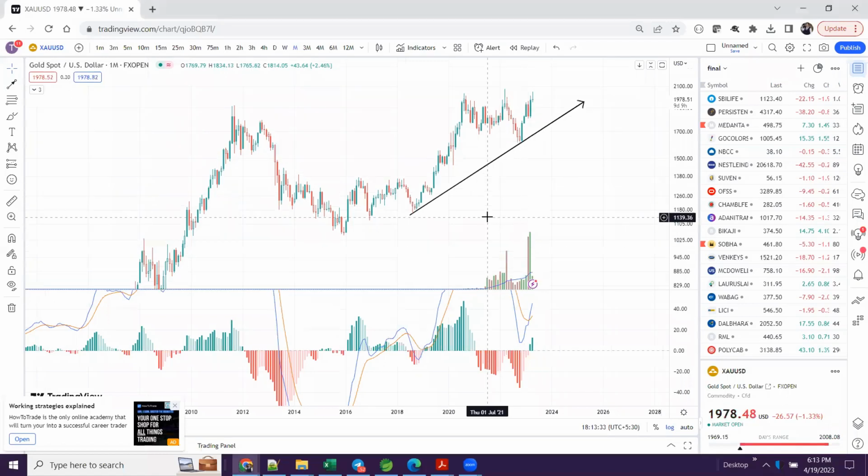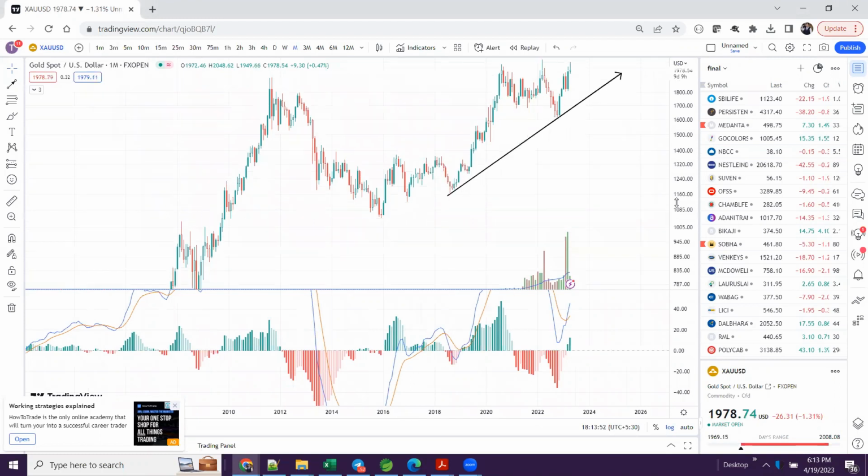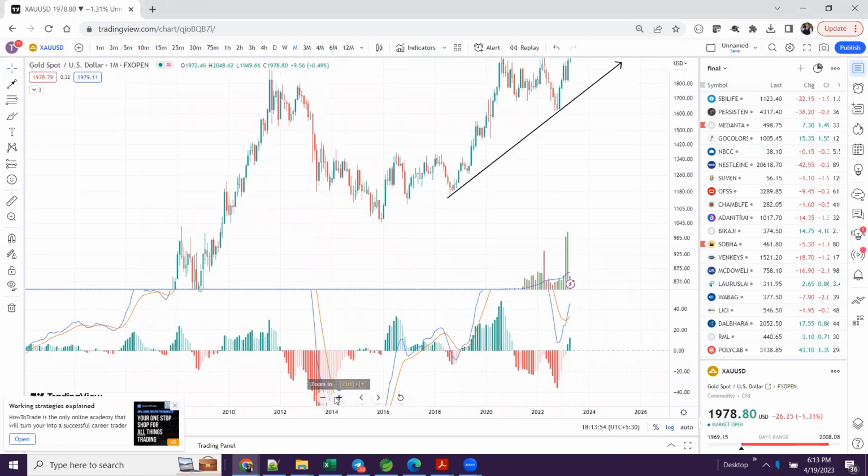Today we will do a long-term analysis of gold. Gold has doubled if you consider the price in 2015, and now the price has doubled. So what was the structure that it formed and how you can take benefit from this is the purpose of this video. So we will use simplified Elliott wave analysis for this video.